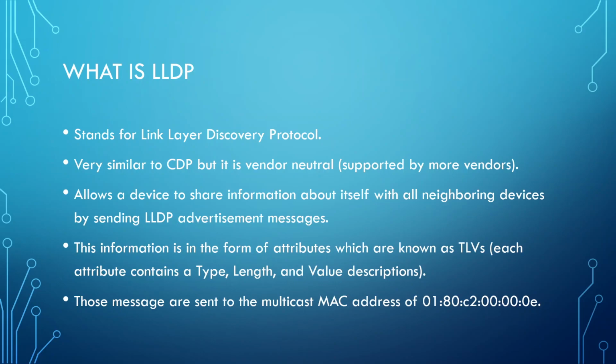And like CDP, LLDP will use a multicast MAC address to send these LLDP advertisement messages. The multicast MAC address is 0180C20000E. So if an interface has LLDP enabled, it will listen on that MAC address for any LLDP advertisements. It's going to hold out its ear to the wire, and as soon as it receives a frame that has that destination multicast MAC address, it's going to process that frame.